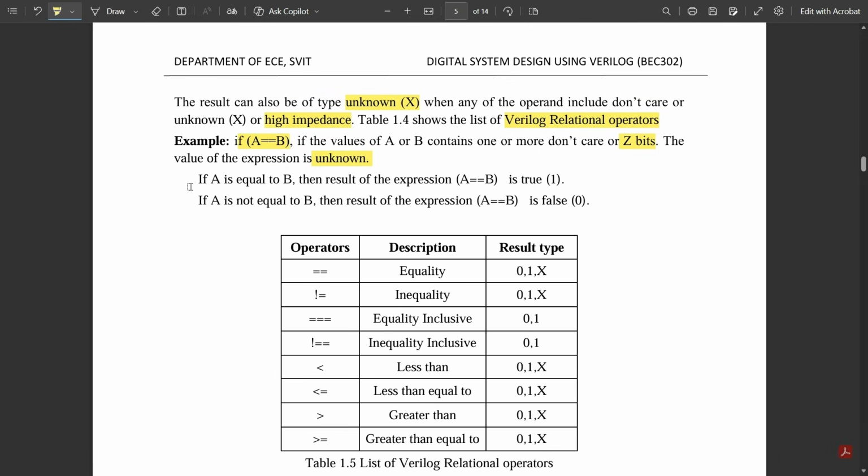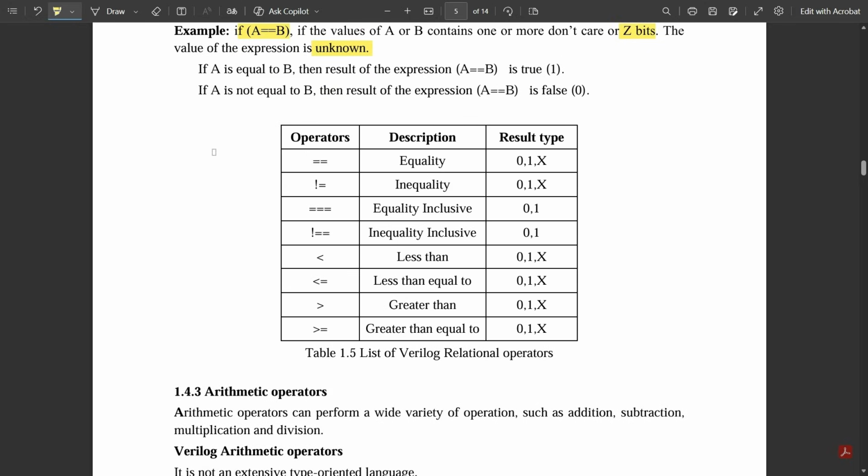That is, if a is equal to b, then the result of the expression is true, that is, it is 1. But if a is not equal to b, the result of the expression is false or 0. Like this, the relation is established between those two operands, and we are getting the result either in terms of true or false bits.